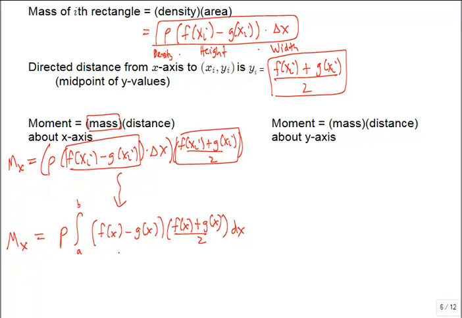What about the moment about the y-axis? So what would m sub y be? Well, the good news is the mass is the same. This mass right here is going to be the same formula that we've already figured out.